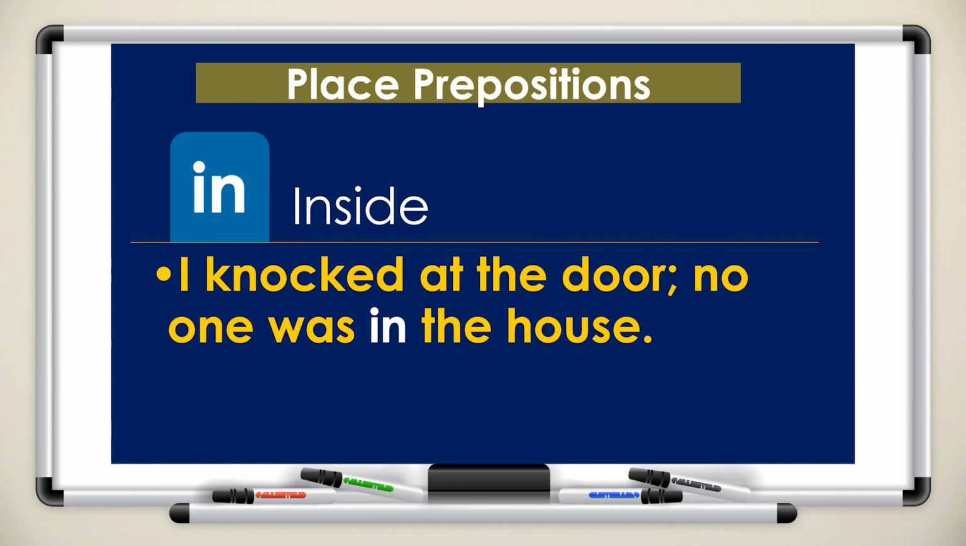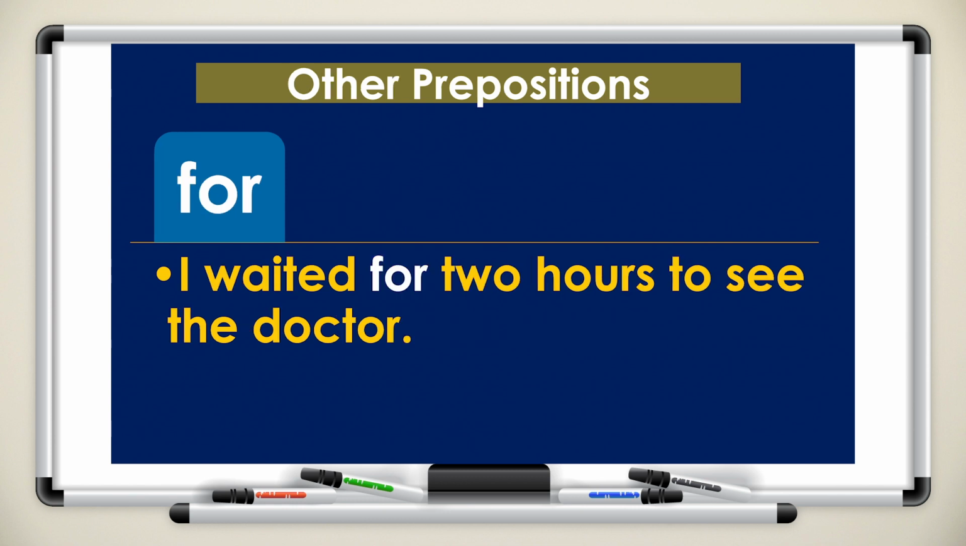And there are other prepositions. For example, for. When you use for, you are connecting two things together. For example, when you say, I waited for 2 hours to see the doctor. So you are connecting your situation to the time. So you use the word for to connect between them.